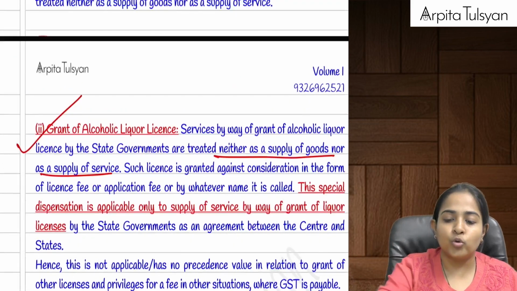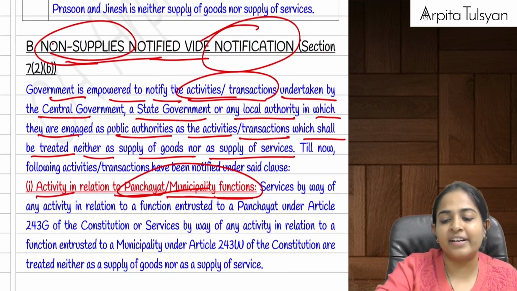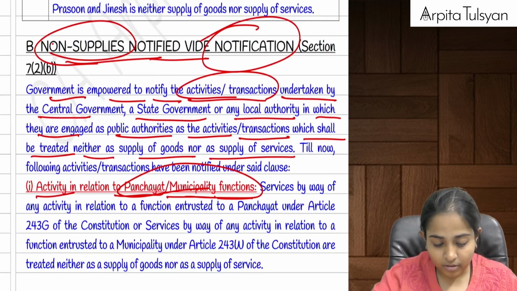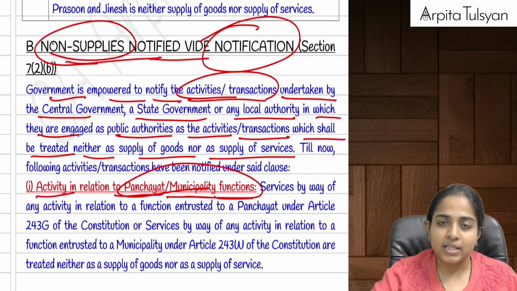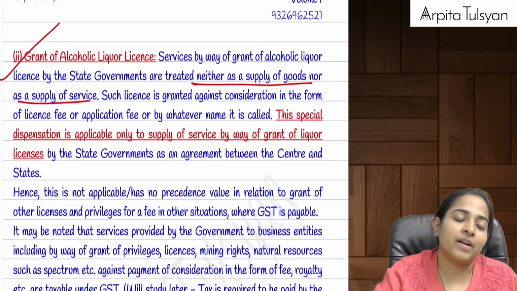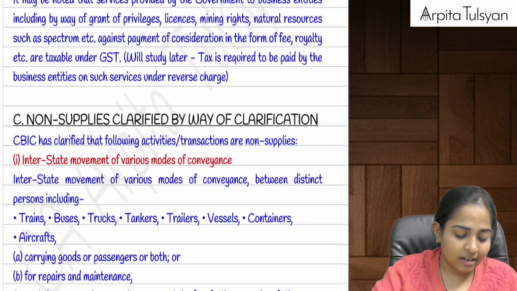Okay, so two activities here. Two activities are totally considered as non-supplies. First one is any activity done in relation to panchayat or municipality functions, and the next one was grant of alcoholic liquor license.